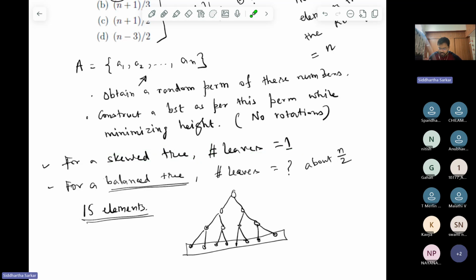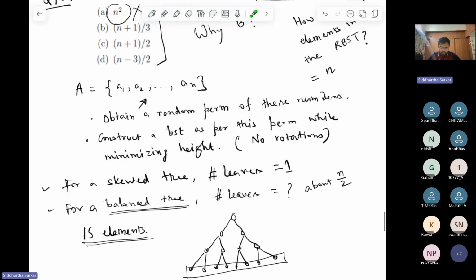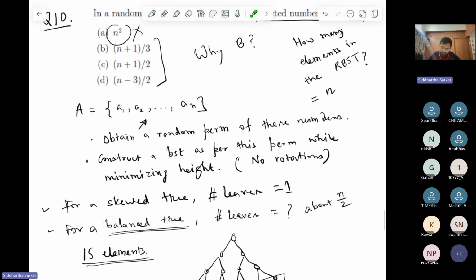So when you have randomized, then yeah, go ahead.